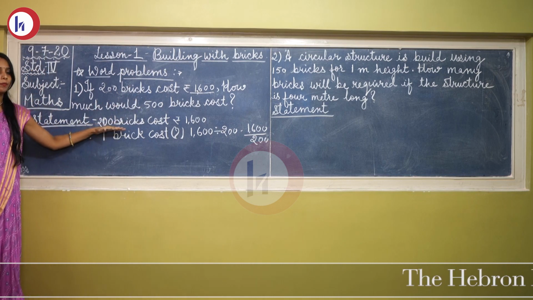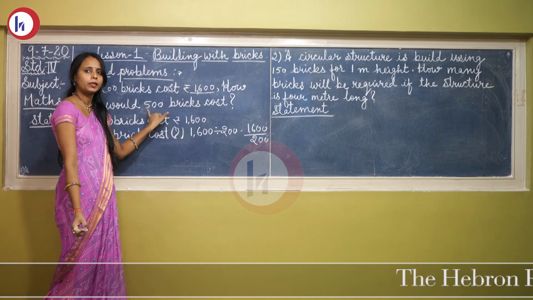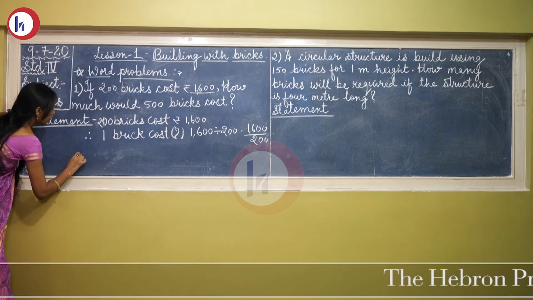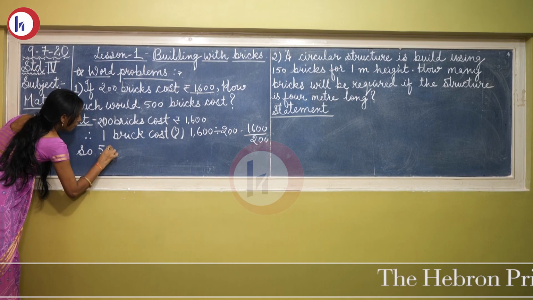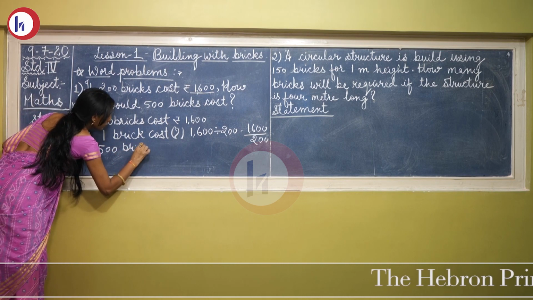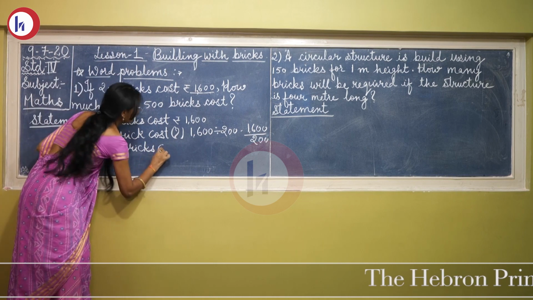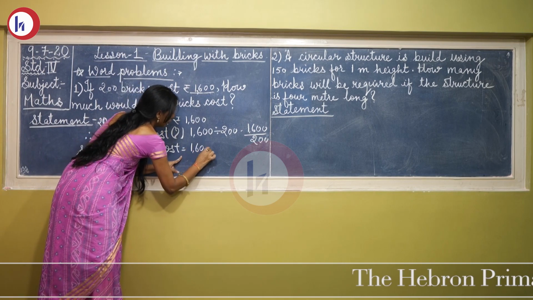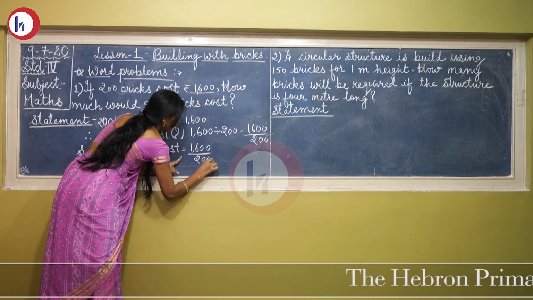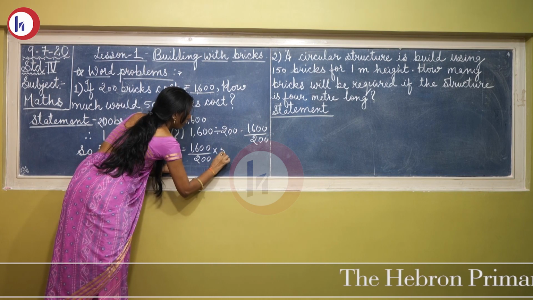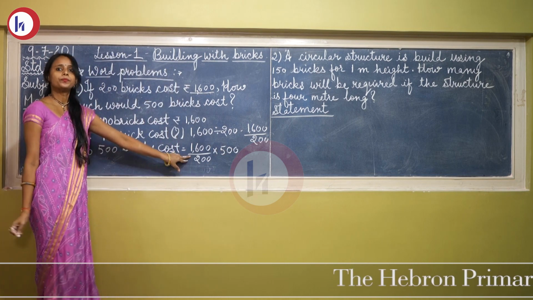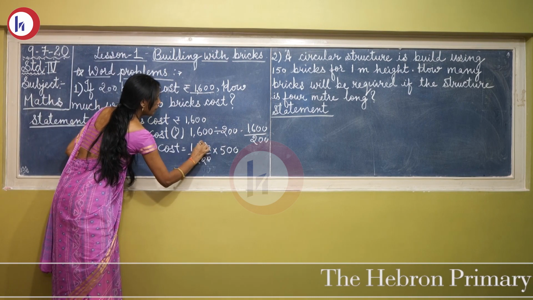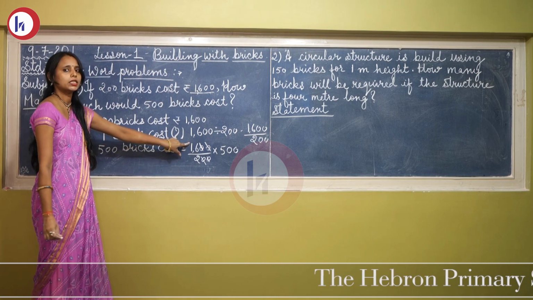And now our next step is to find out the cost of 500 bricks. It will be multiplied by 500. So the cost of 500 bricks will be 1600 divided by 200 and multiplied by 500. Now here, 20 and 20. This 20 will be cut from this 20, and here is 2 and this is 16.